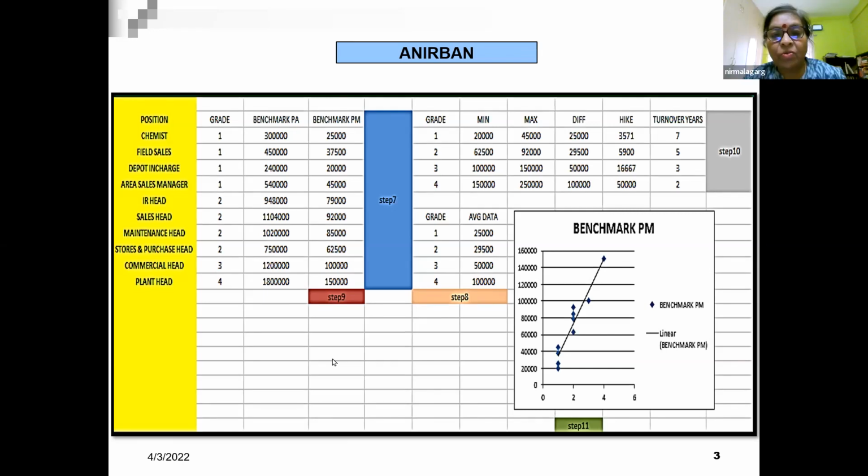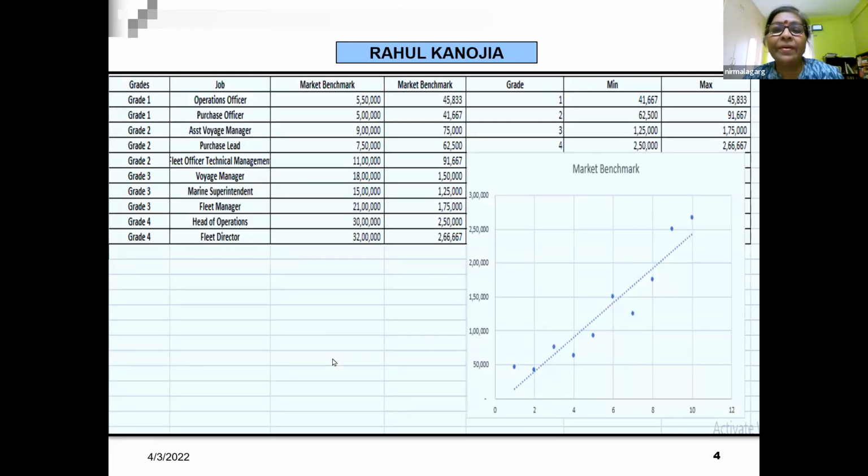Let us now go to Rahul. Rahul, are you there? Yes. Discussing yours. Now, Rahul, should I assume that you also are just showing me that slide where you have just done the benchmark? The grades, yeah, the benchmark. Right? Correct. Okay.